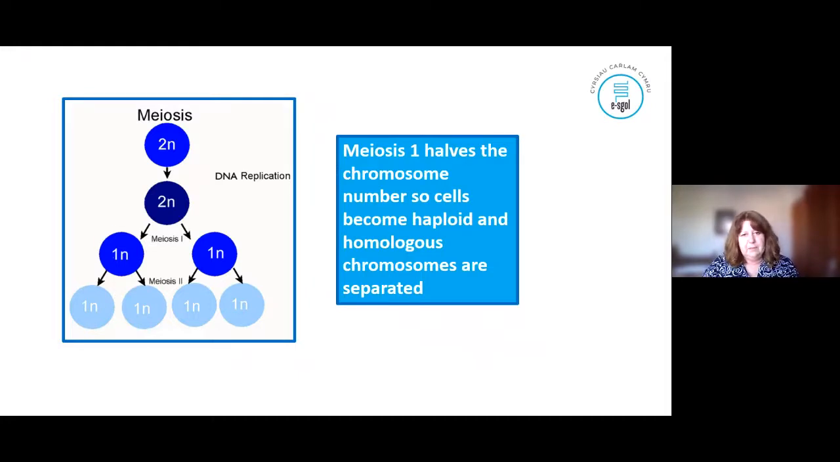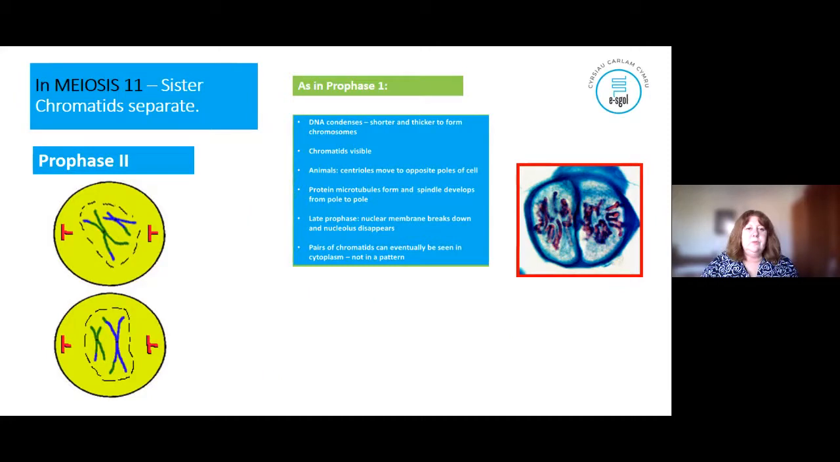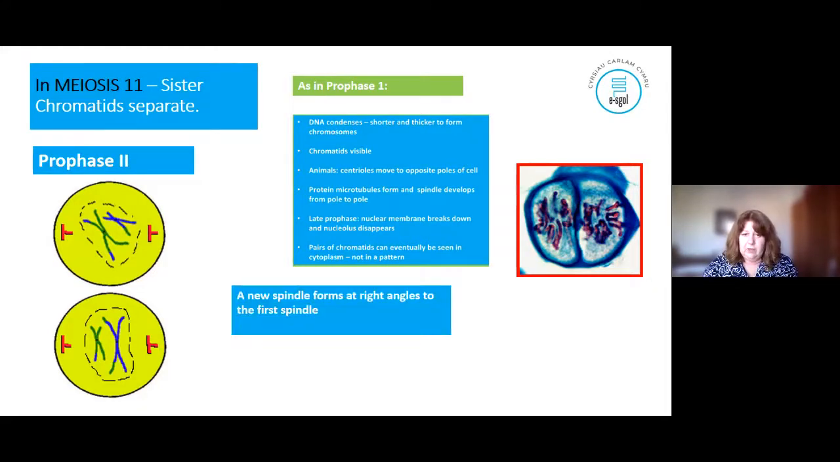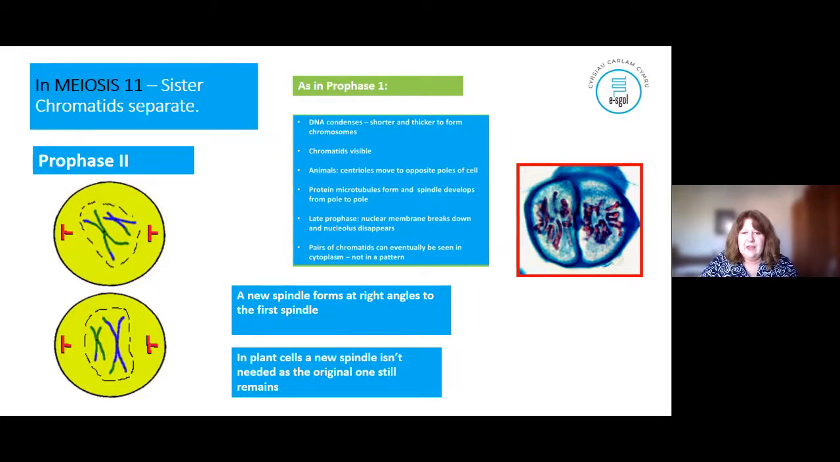In meiosis 2, this is where we actually separate sister chromatids. So now we've got prophase 2. Again, as in prophase 1, all the usual things are happening there. There's a slight difference in the way the spindle is formed, because now the spindle forms at a right angle compared to where the first spindle formed. If you look at some diagrams, you can see that. And as I say, in plant cells, a new spindle isn't needed because the original one is still in place. There hasn't been a full cytokinesis there.